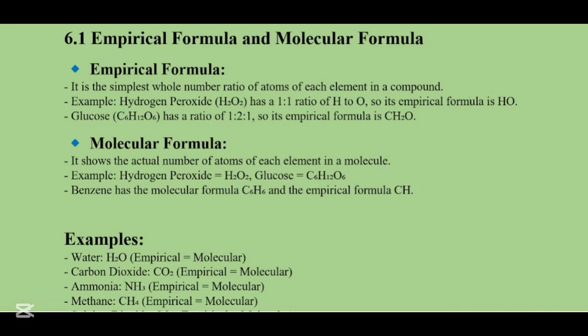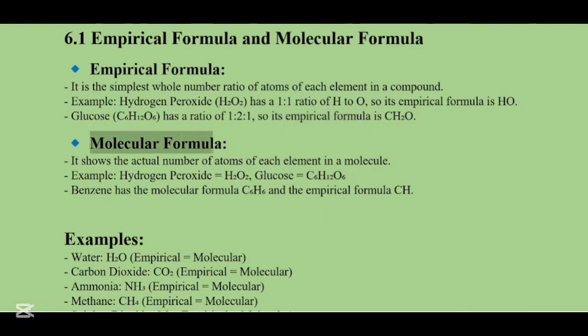Now the same for glucose, C6H12O6. You need to pick the smallest number, which is 6. So divide the values by 6. Dividing 6 by 6 gives 1, dividing 12 by 6 gives 2, and dividing 6 by 6 gives 1. So the empirical formula, or the ratio, of glucose will be 1:2:1, or C1, H2, and O1, meaning CH2O. This will be the empirical formula of glucose.